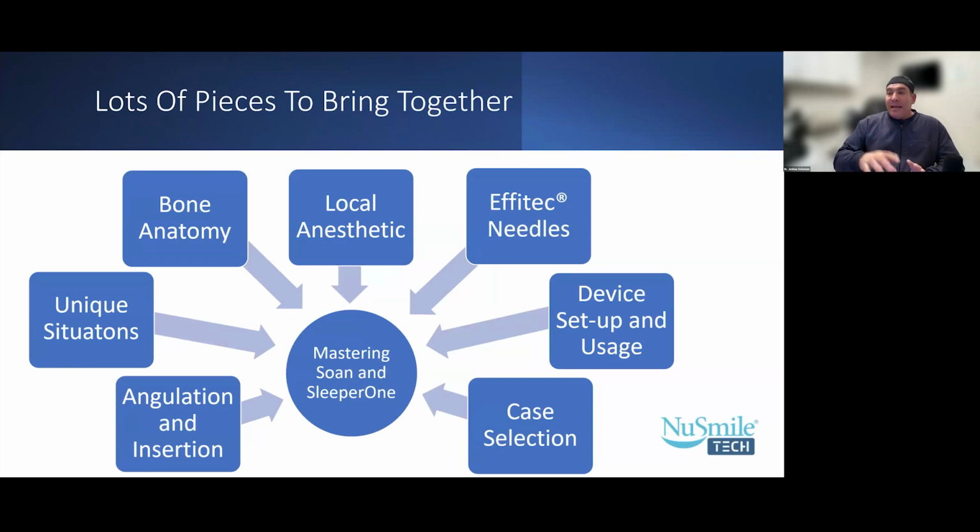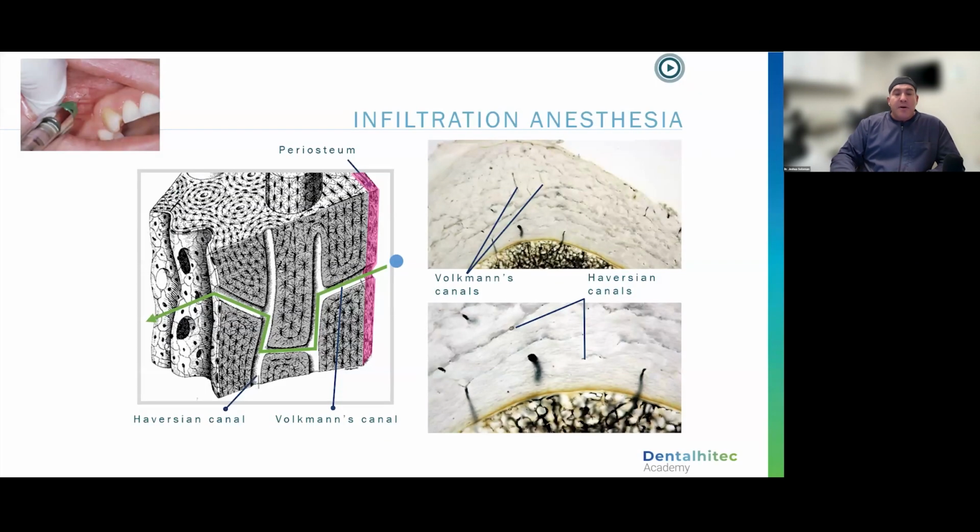So there's a lot of pieces and parts to becoming a master of these devices. The basic training is important, but what I really want everyone to understand is the banal minutiae of this: how do we effectively give injections in every single quadrant? What anesthetics we use, how much of that anesthetic we're using, and we're going to go over all those things tonight. So let's back up a little bit and just talk about the basics, okay?